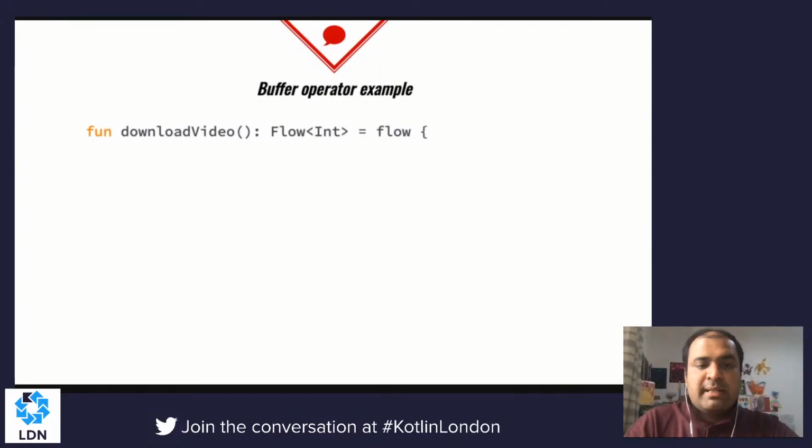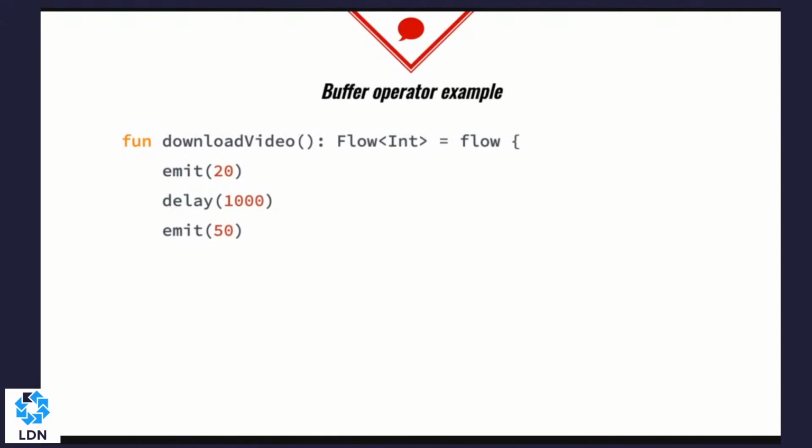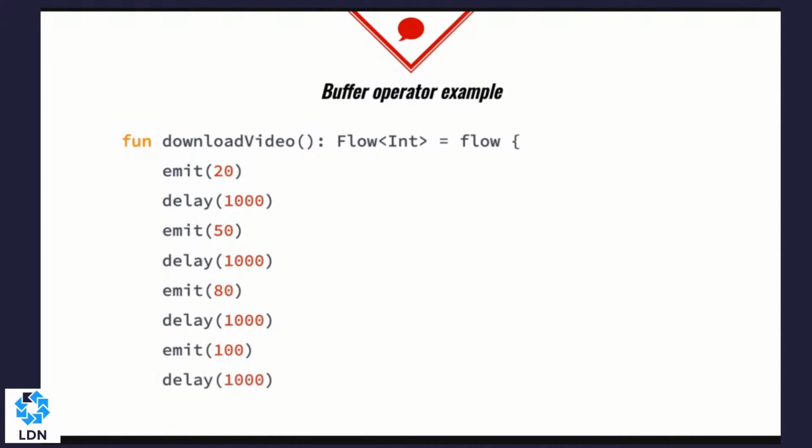So imagine there is a download video function and you are emitting some sort of data. I'm using the delay function just to simulate the entire situation. So we emit a value, we get delayed further, we emit one more chunk of data, and so on. So we keep on emitting data with some certain delay.